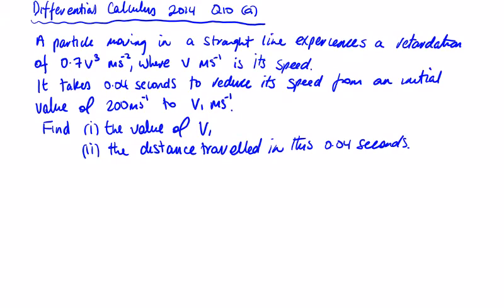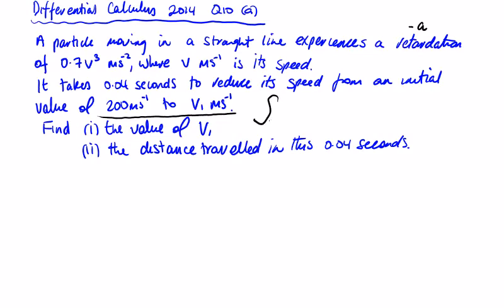Differential Calculus 2014, question 10a. A particle moving in a straight line experiences a retardation, some acceleration. It's slowing down, so we're looking at minus a of 0.7 v cubed ms to the minus 2, where v ms to the minus 1 is its speed. It takes 0.04 seconds to reduce its speed from an initial value of 200 to v1.